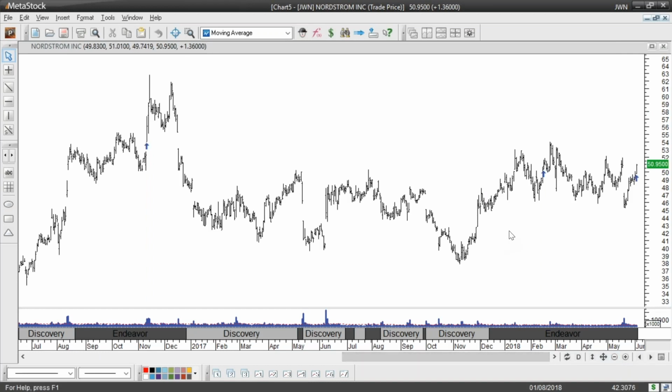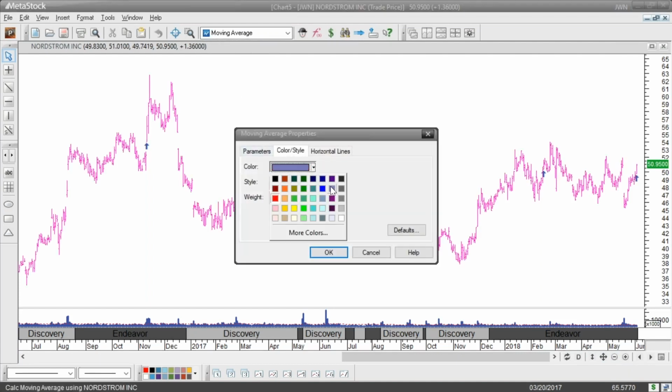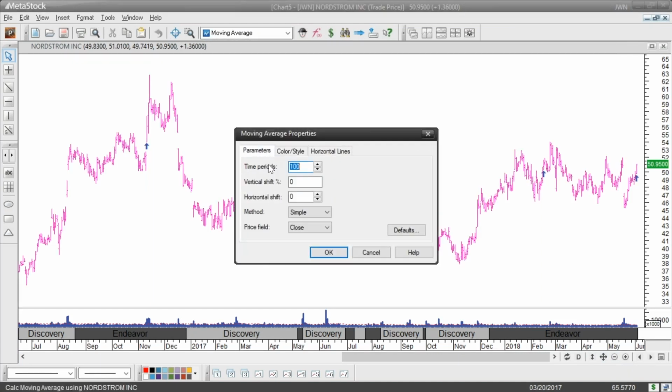If you have a hard time seeing trend, here's what I recommend you do. You come up here to moving average. I'm going to pick the color of it. I'll make this one gray. We're going to put a 100 period simple moving average on here. I'm going to hit OK.